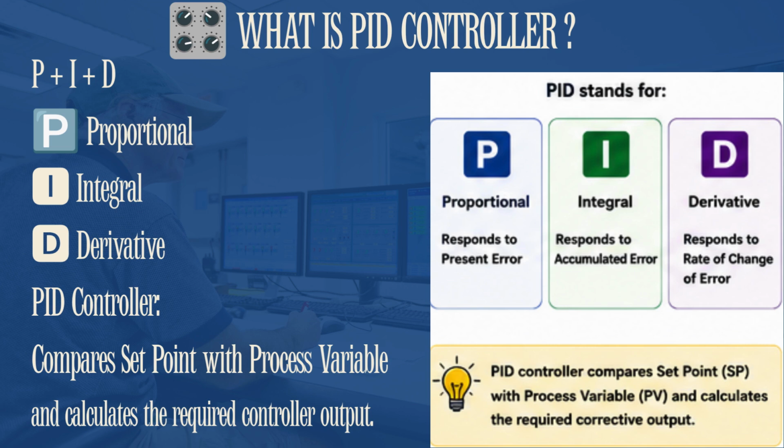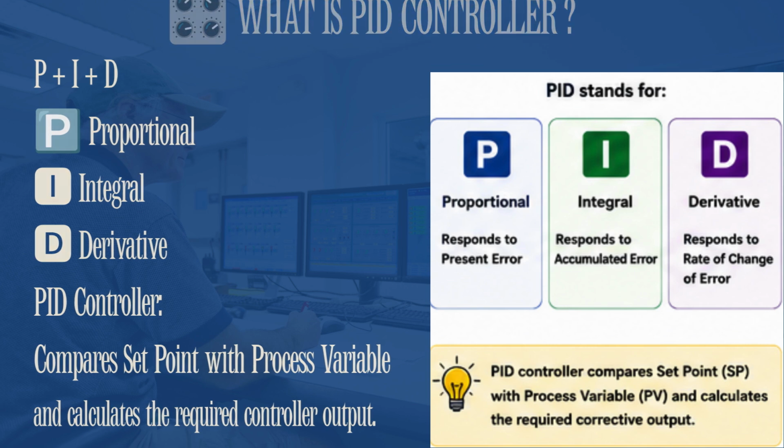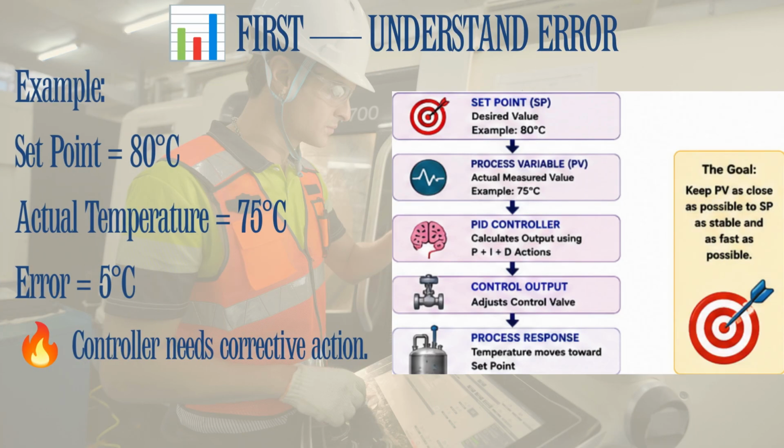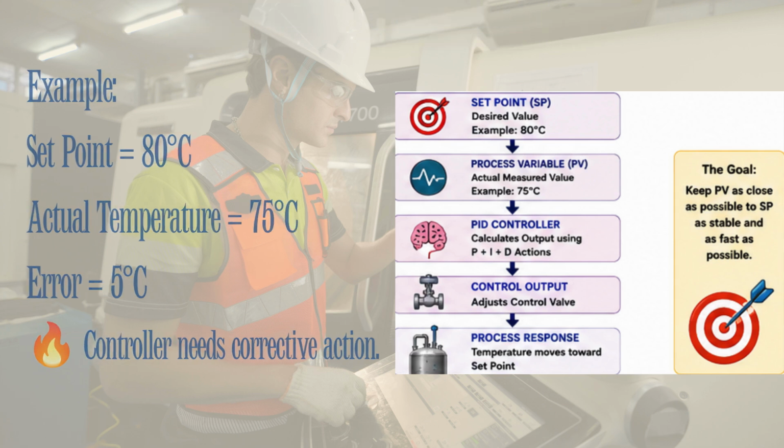A PID controller compares the desired value, called the set point, with the actual process value. It then calculates a controller output to reduce the difference between them. Before understanding P, I and D, we need to understand error. For example, if the required reactor temperature is 80 degrees Celsius, but the actual temperature is 75 degrees, there is a difference between the desired and actual value. The controller uses this information to determine its output.